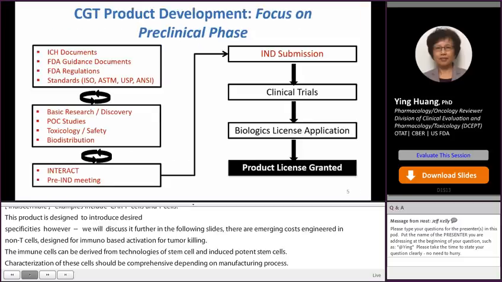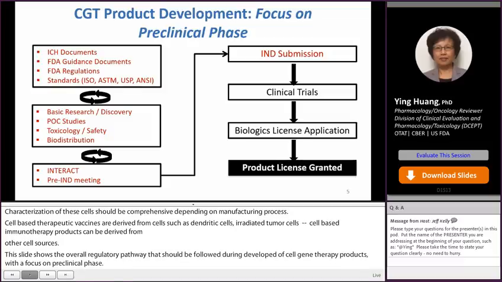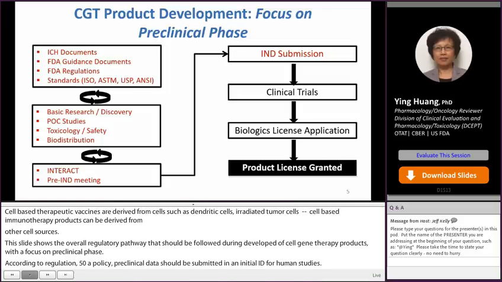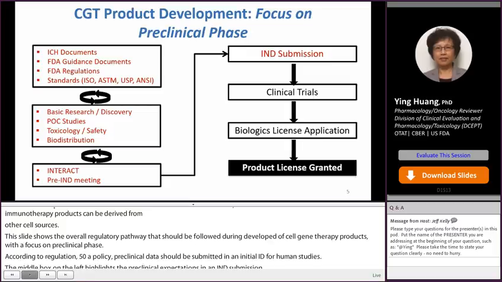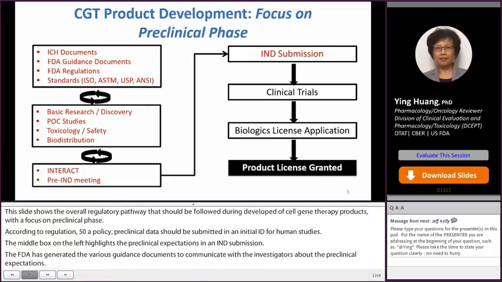This slide shows the overall regulatory pathway that should be followed during the development of a cell gene therapy product with a focus on preclinical phase. According to the regulation FDA 21 CFR Part 312, preclinical data should be submitted in an initial IND for human studies. The middle box on the left highlights the preclinical expectations in an IND submission. The FDA has generated the various guidance documents to communicate with the investigators about the preclinical expectations. The documents published by International Council for Harmonization, ICH, are also important resources for guiding the preclinical assessment.